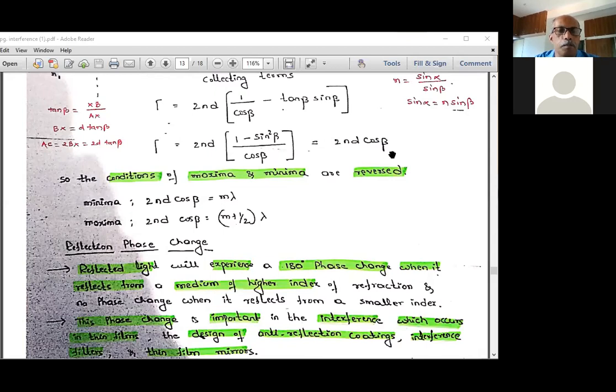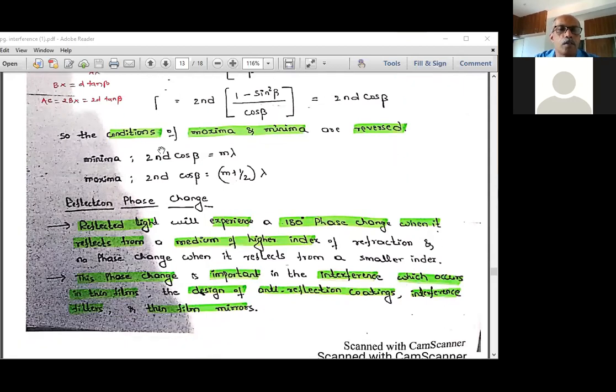2dn cos beta. This is the condition for maxima and minima, which gets reversed. For minima, the condition is 2dn cos beta equals m lambda. The condition for maxima is 2dn cos beta equals m plus half into lambda, or 2m plus 1 lambda by 2, not the same.